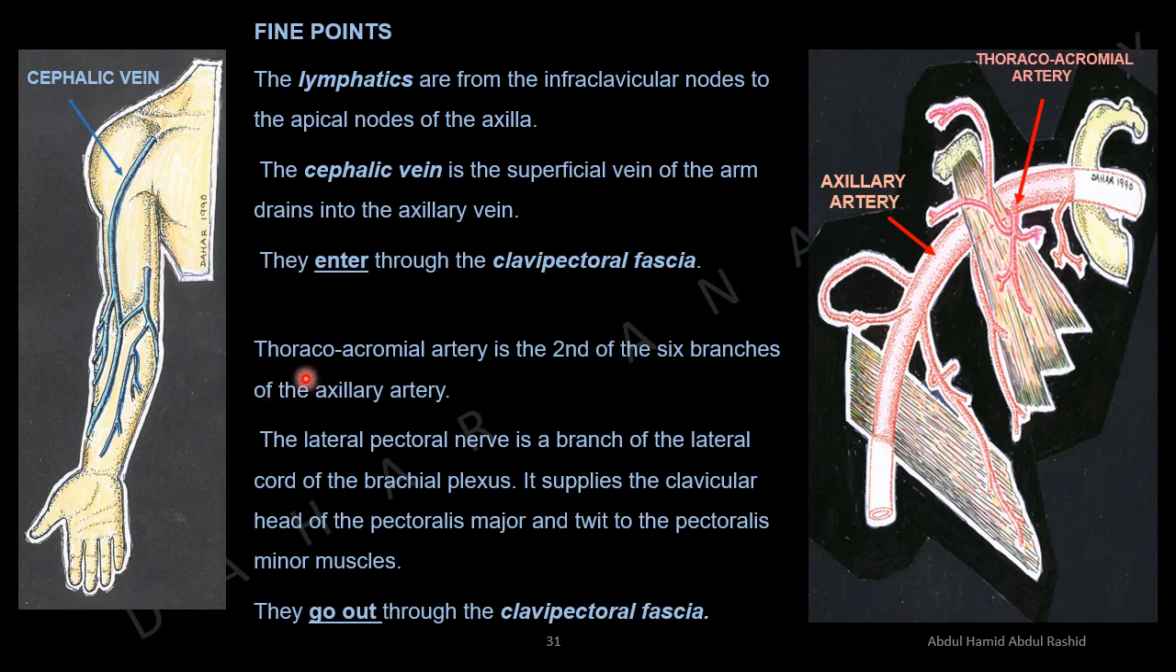Next is the thoracoacromial artery. This is the thoracoacromial artery. It is the second branch among the 6 branches of the axillary artery. The lateral pectoral nerve is a branch of the lateral cord of the brachial plexus. We have already discussed this one. It supplies the clavicular head of the pectoralis major and gives a twig to the pectoralis minor muscle. They go out through the clavipectoral fascia.